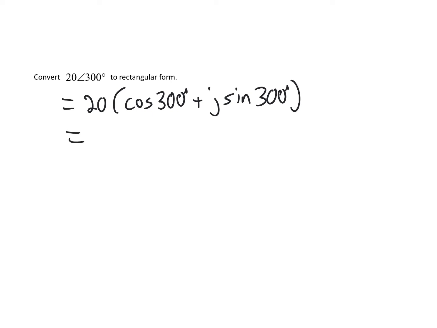This time, we're starting in polar form, and we want to go to rectangular form. Now, you could just remember x equals r cos theta and y equals r sine theta, or just remember the trig form. So if we put this into trig form, we get 20 cos 300 plus j sine 300. Simplify that out, you get 10 minus 17.3j.